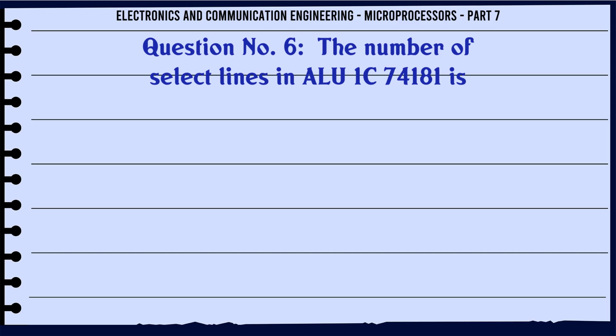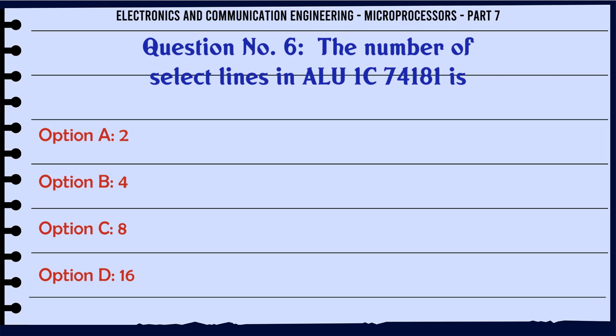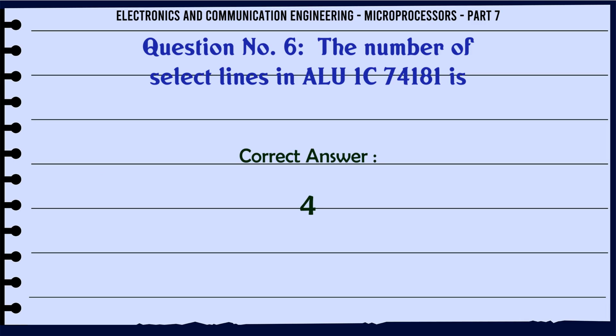The number of select lines in ALU IC 74181 is: A, 2. B, 4. C, 8. D, 16. The correct answer is 4.